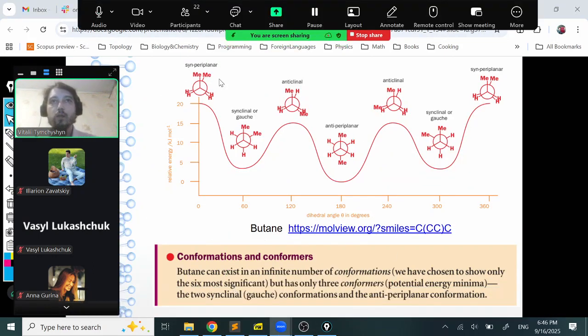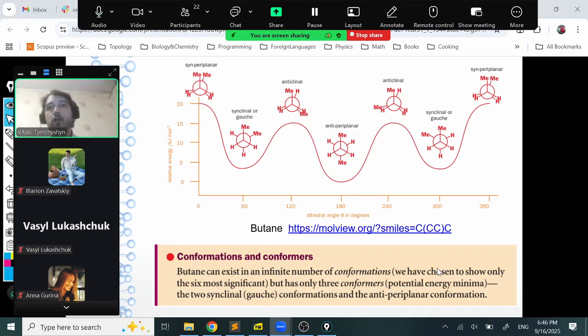And here's how it looks. So once again, we can rotate by any angle, but we have different energies. So this is basically the question of conformation and conformers. Butane can exist in an infinite number of conformations, so you can choose any angle.